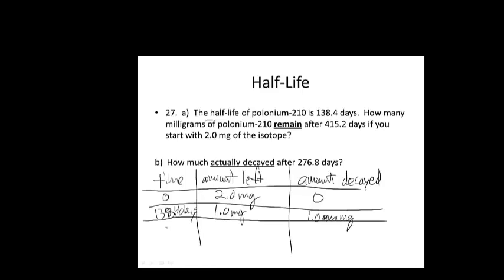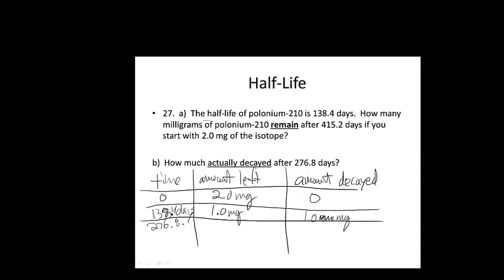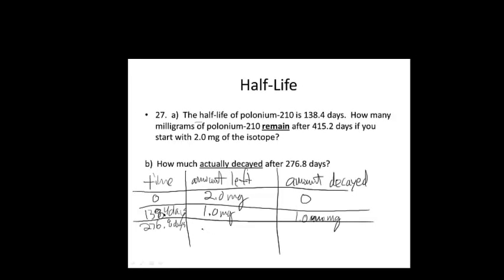Alright, let's go through another half-life. So we have 138.4 plus 138.4. We get 276.8 days. So all I did, again, is add the half-life here. Alright, we're going to half this again. So it turns out to be 0.5 milligrams. Take this and add it to the previous number, you get 1.5 milligrams decayed.